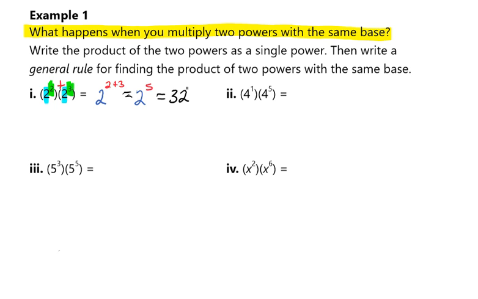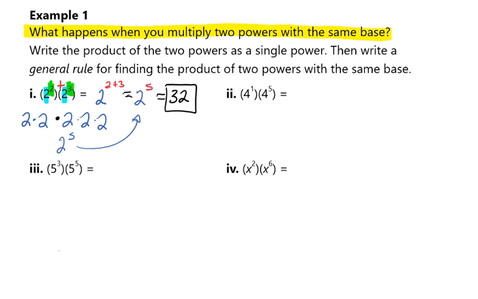Now we know this because it's like saying I have 2 times 2, and then we're going to multiply that by 2 times 2 times 2. Hence I have 2 to the fifth power, which is what we're saying there. So again, that's how we get our final answer, but we get that by adding our exponents.